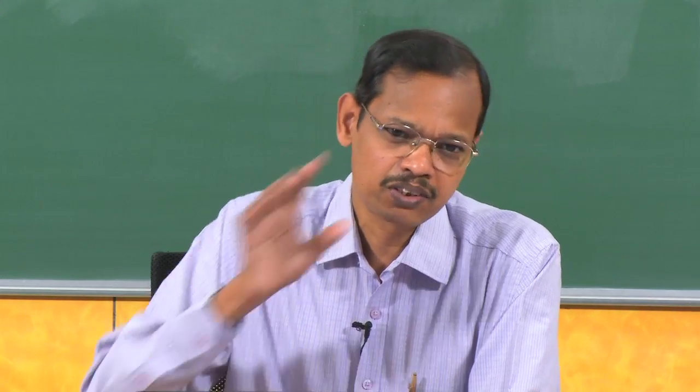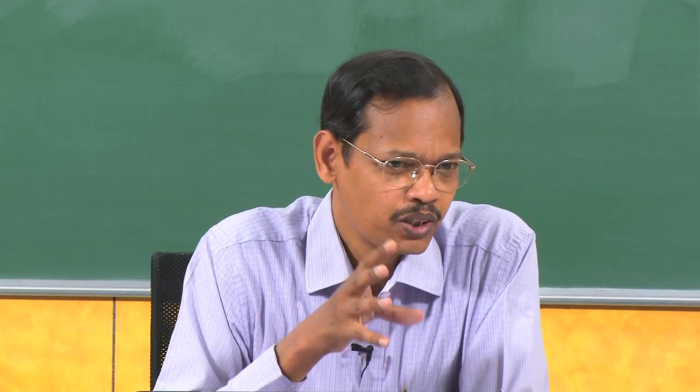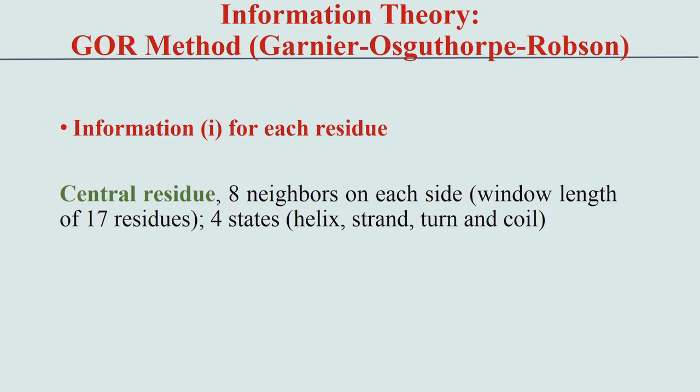So, today we will discuss the other methods. I mentioned 5 different methods. What are the other methods? Based on information theory, this is called the GOR method, and then hydrophobicity profiles, multiple sequence alignment, neural networks, and the consensus method, the joint methods, you can say.